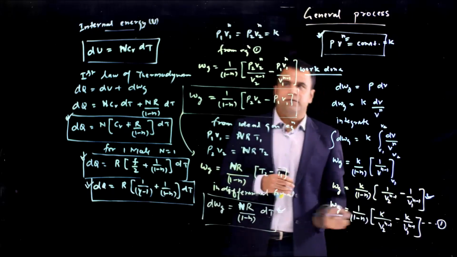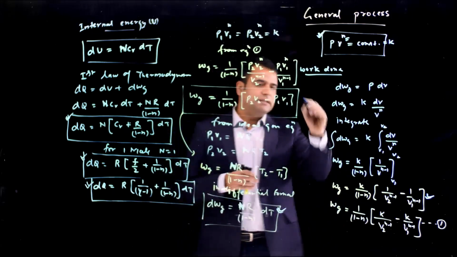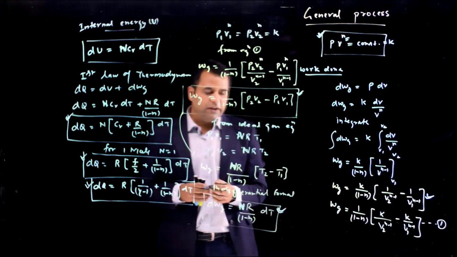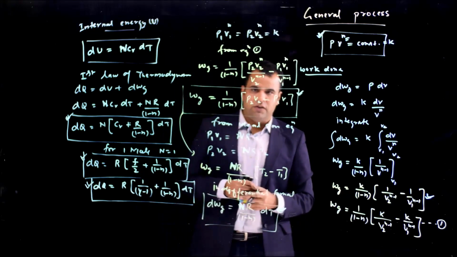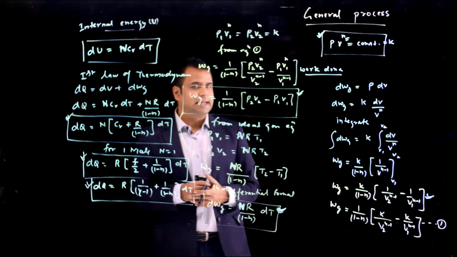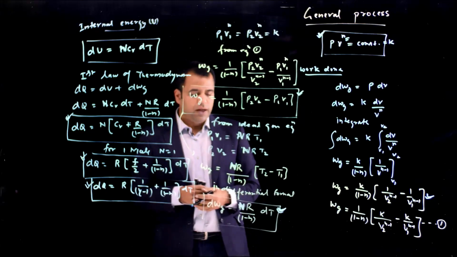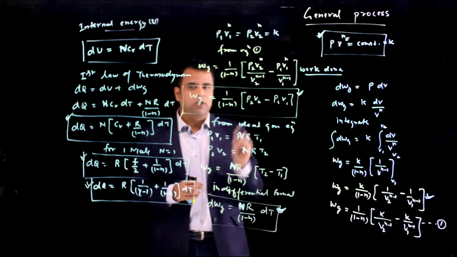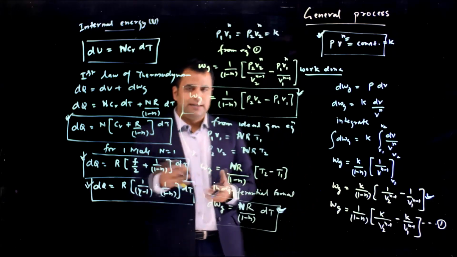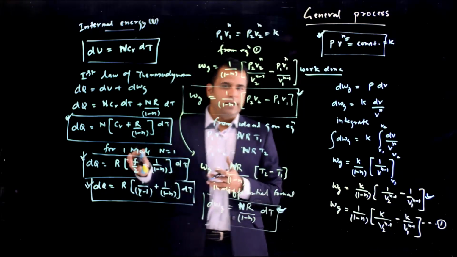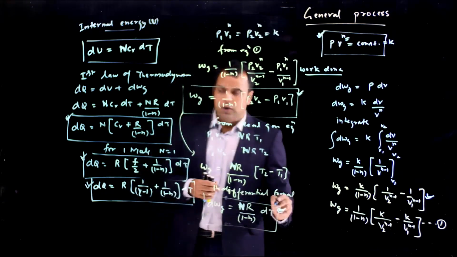So we converted this formula in terms of temperature. This formula gets converted to this formula, and then after using the ideal gas equation, we got the work done by gas in differential format, which was equal to R upon 1 minus n dT for 1 mole. Capital N was the number of moles. Obviously, if you have more moles, the work done is a scalar thing, you can just multiply it.